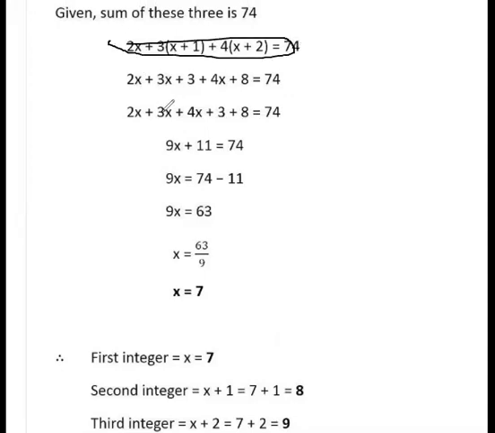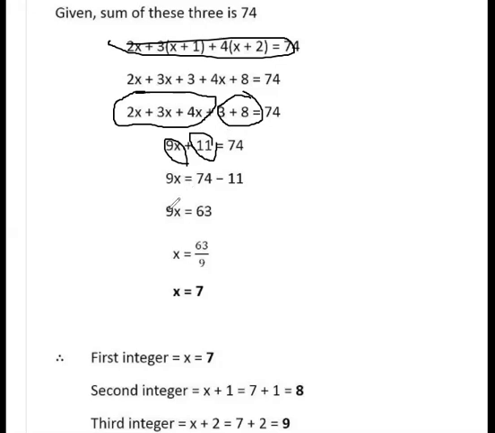Now expanding: 2x, 3 bracket x plus 1, plus 4 bracket x plus 2. What is happening here is that 3 is multiplying both x and 1, so 3x, and multiplying with 1 it will give 3. 4 is multiplying with x to give 4x, and 4 is also multiplying with 2, which will give us 8. So we have 2x, 3x, 4x, and 3 plus 8 is equal to 74. The x terms add up to 9x, and the numbers add up to 11. 9x plus 11 equals 74. Now you have a perfect equation.